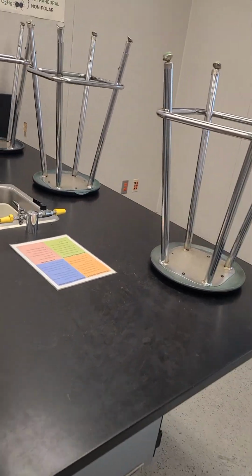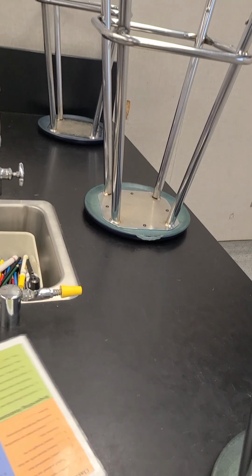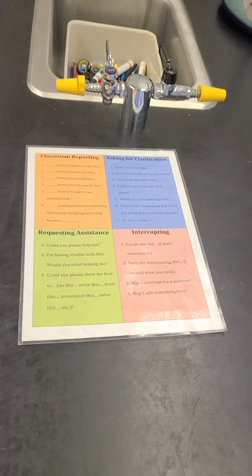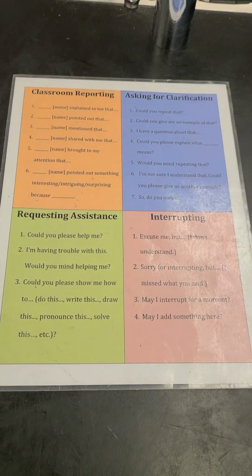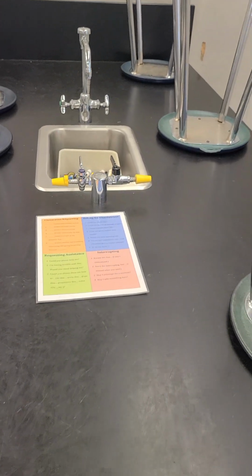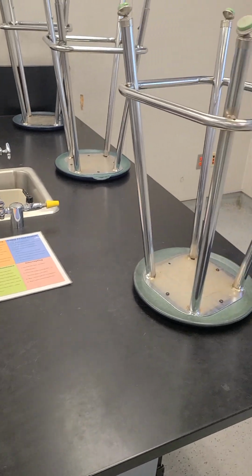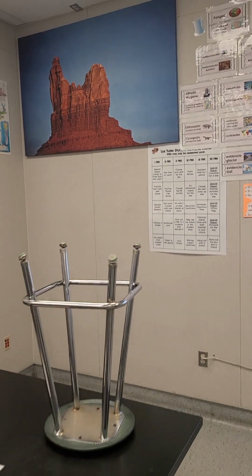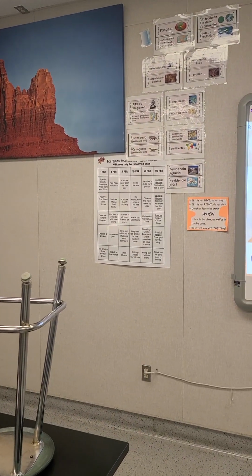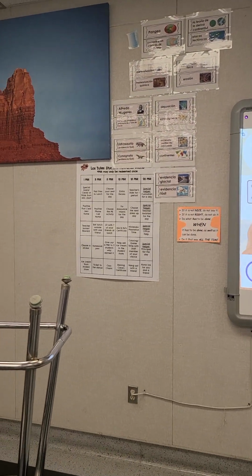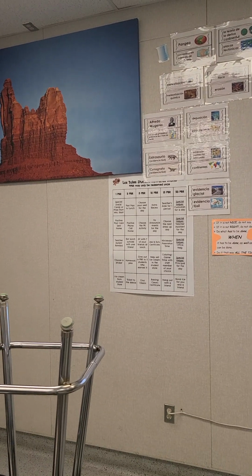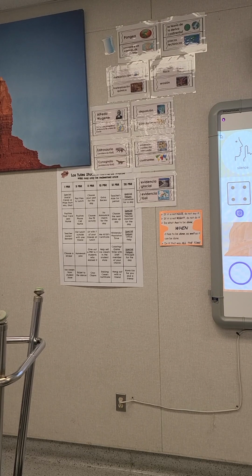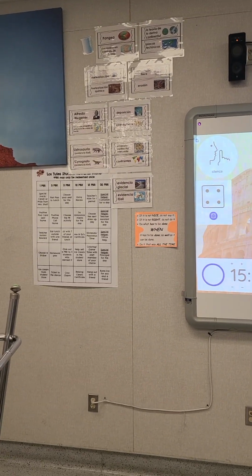Right here I have dialogue starters that I have at each table for my students to use when we are talking as a class and when we are talking in groups. What I'd like to do is require them to practice using those dialogue starters. I'll assign a color, then you have to pick one from that color.